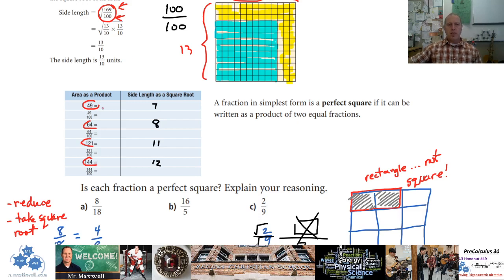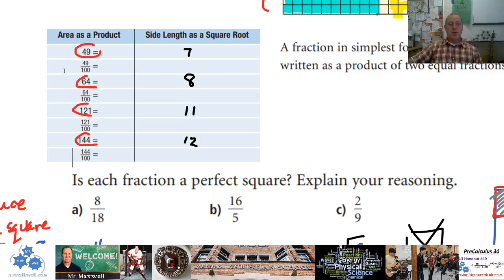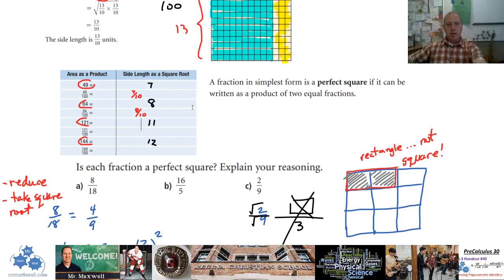But look at this one, 49 over 100, and maybe I'll zoom in for you there so you can see that. But 49 over 100, well, is 49 a perfect square? You bet it is. Is 100 a perfect square? Absolutely. So guess what? The square root is 7 over 10. Nice, eh? Look at the square root of 64 over 100. What's that? Well, that's 8 over 10, and so on. Okay? So the square roots, that's how you do it.